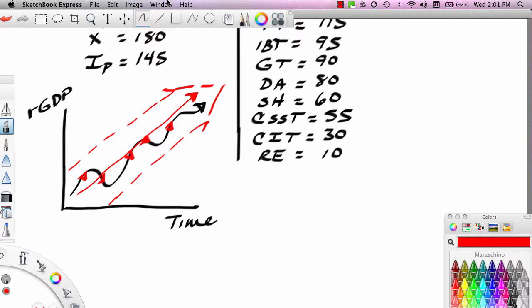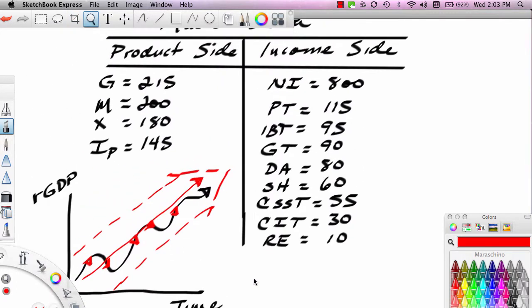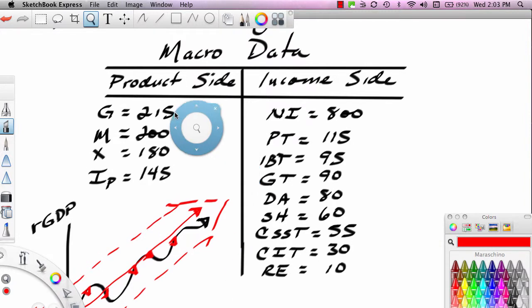All right, so in this example, let me go back up to the data. I've given you some data here. We see that we've got some product side data: G, M, X, and IP. We don't have C. We'll have to find that. So C is an unknown in this data, but we have data to find it, and we'll show how. But notice, we're going to need TPE, and remember what TPE is. TPE is C plus I planned plus G plus X minus M.